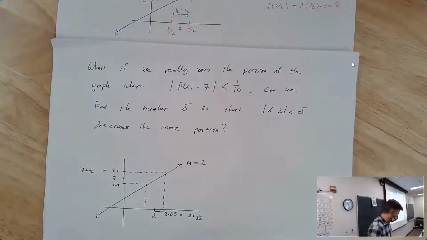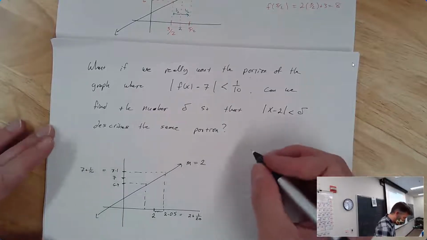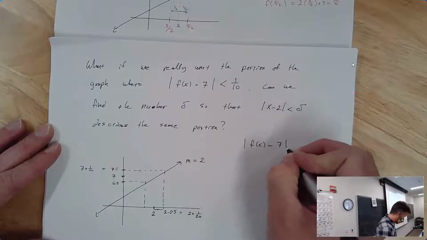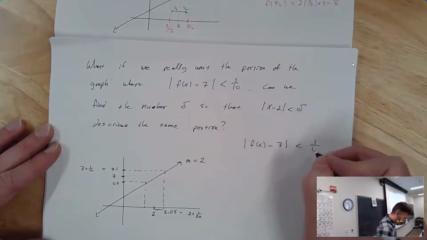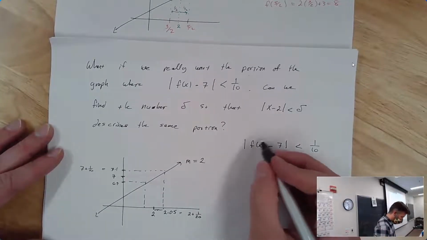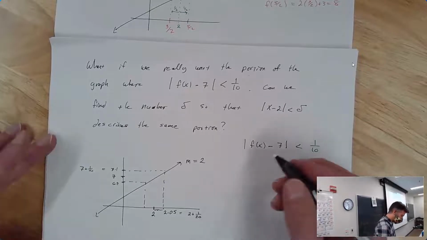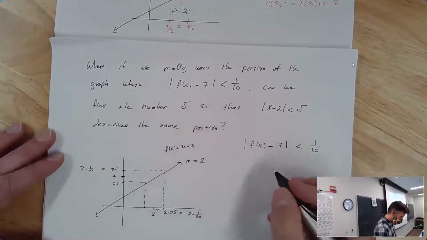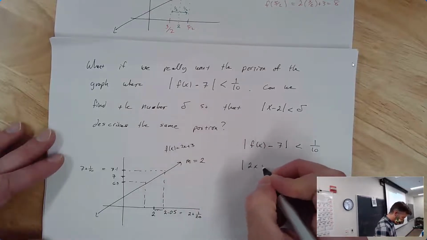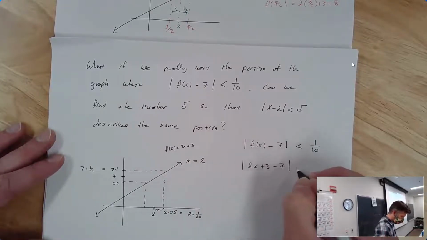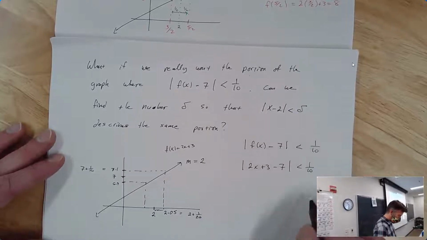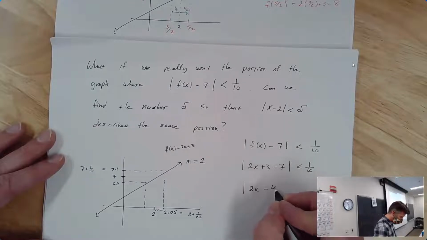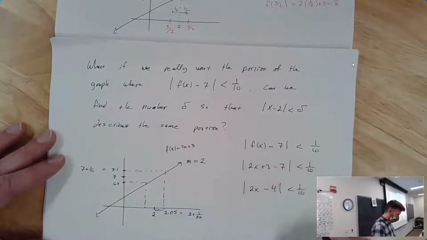Or essentially what we need to do here is do the math. So we want the absolute value of f of x minus 7 to be less than 1/10. Let's plug in what f of x is, which is 2x plus 3. And we might have lost that fact, so let's write it up here. So I have the absolute value of 2x plus 3 minus 7 less than 1/10. I'm going to simplify this. So 2x minus 4 less than 1/10.